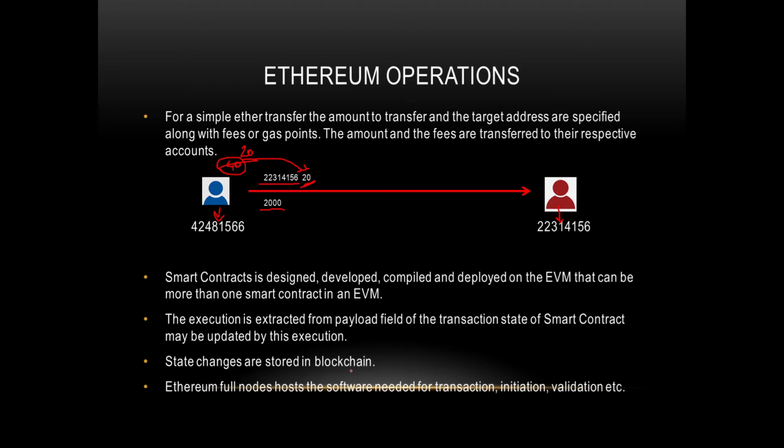State changes are stored in blockchain. Only the state changes are stored in blockchain, because the storage is immutable and quite expensive. So only the important things that are supposed to be stored in the blockchain are stored, and all the elementary things are stored as off-chain data. Then Ethereum full nodes, as in a full node or a participant running Ethereum on his machine, host the software needed for transaction initiation, validation, etc.